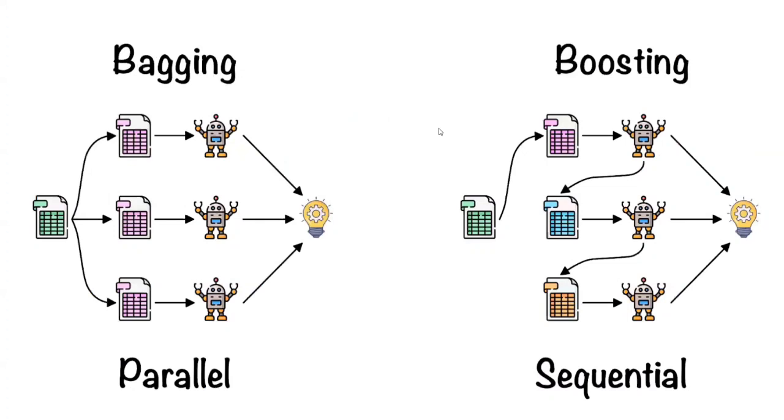So to give more context here, bagging is like you get results from different models and you get the average, whereas boosting is like you sequentially get the results from different models.